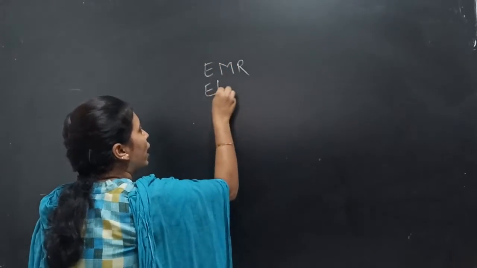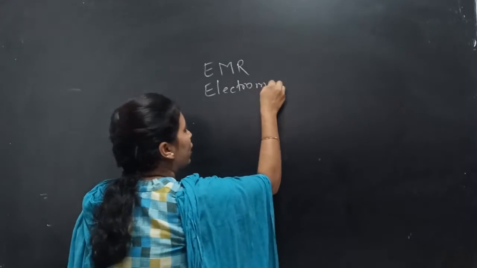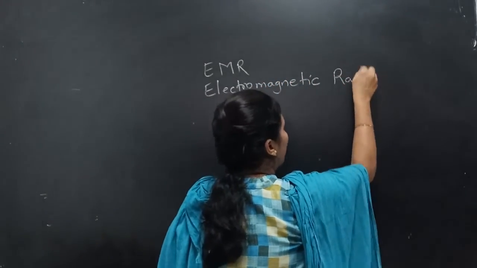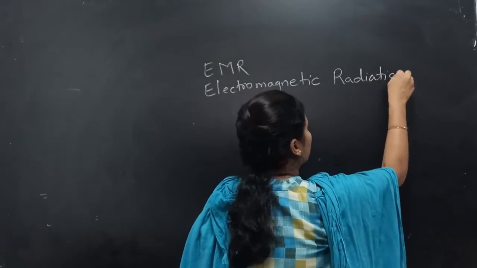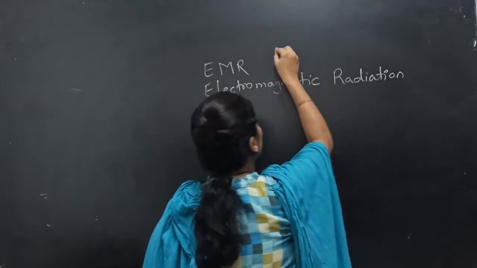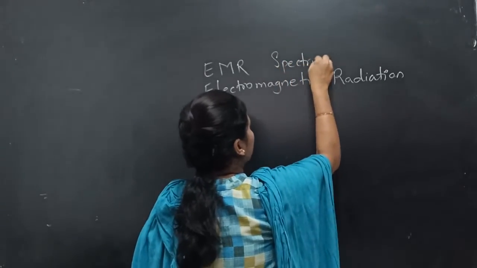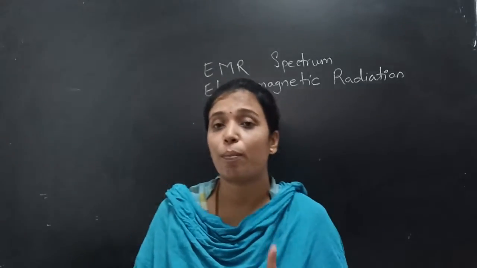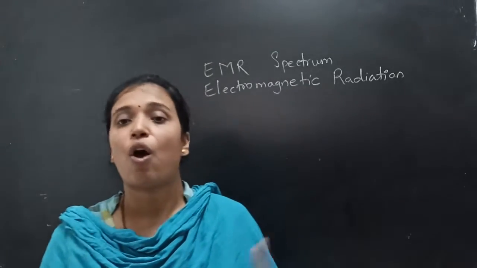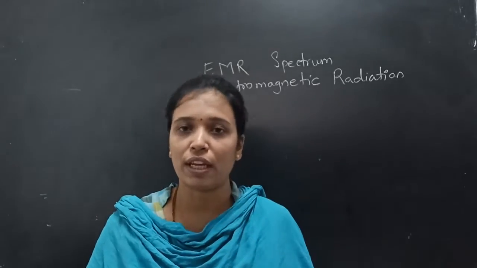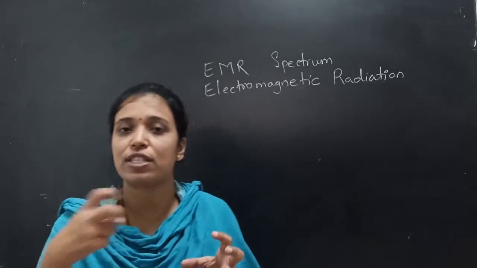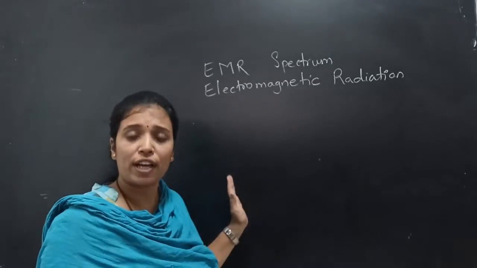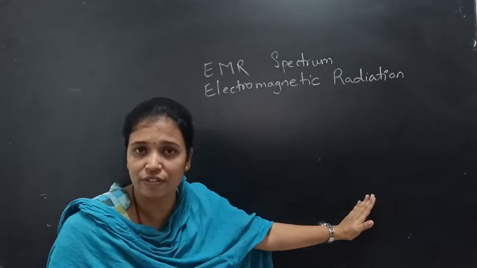Which we call EMR, electromagnetic radiations, and here you can name it as spectrum. So the first component which we have studied is the sun or the light which comes out from the platform. When these radiations come out, they have different types of spectral lines, or they have to pass through different types of wavelengths.